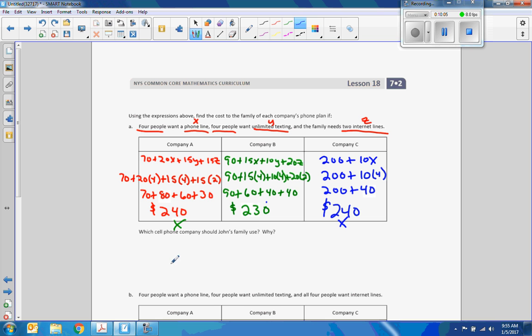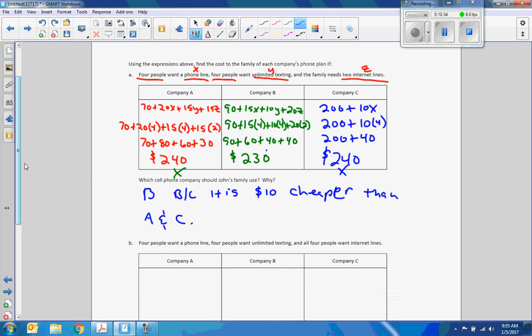So it says, which cell phone company should John's family use and why? I would say company B, because it is $10 cheaper than A and C. Everybody wants to save money, so we save $10 and go with company B.